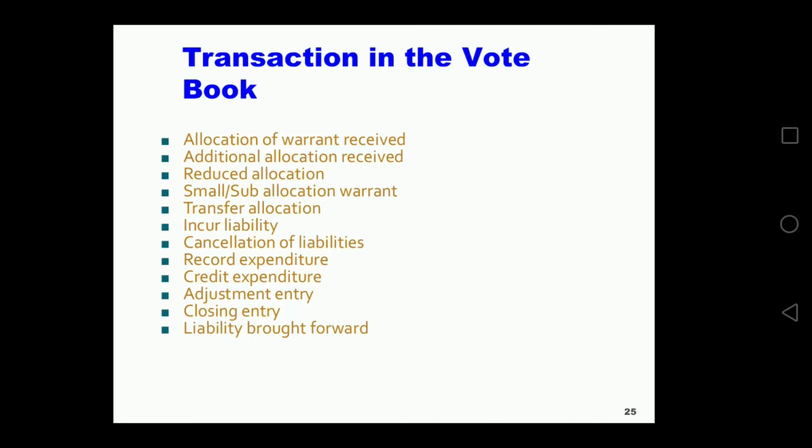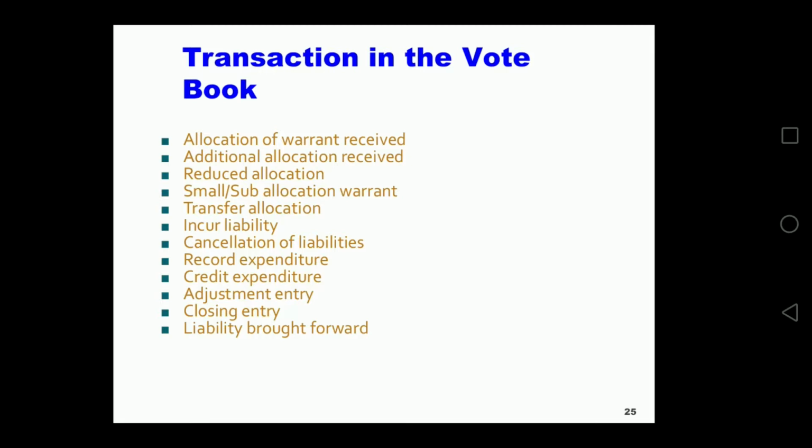Another transaction is record expenditure. In record expenditure, any payment voucher will be considered as expenditure, including payment of liability. The amount depends on the amount paid. Next is credit expenditure. Credit expenditure is a refund or payment that has been received. It will be considered as credit expenditure. There are two situations to be recorded, which are: first, no requirement for repayment. Second is requirement for repayment.